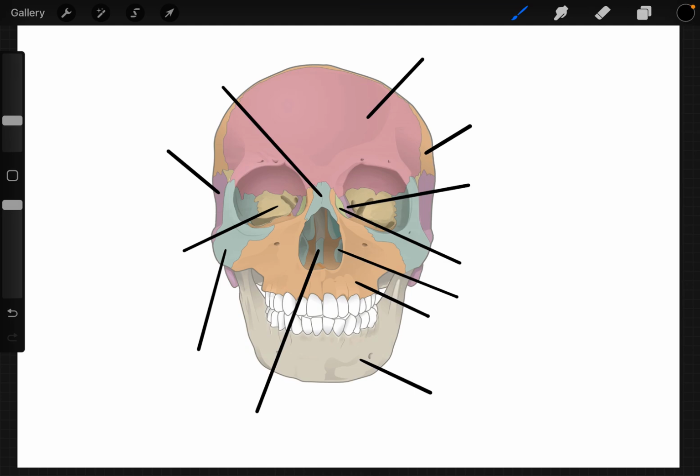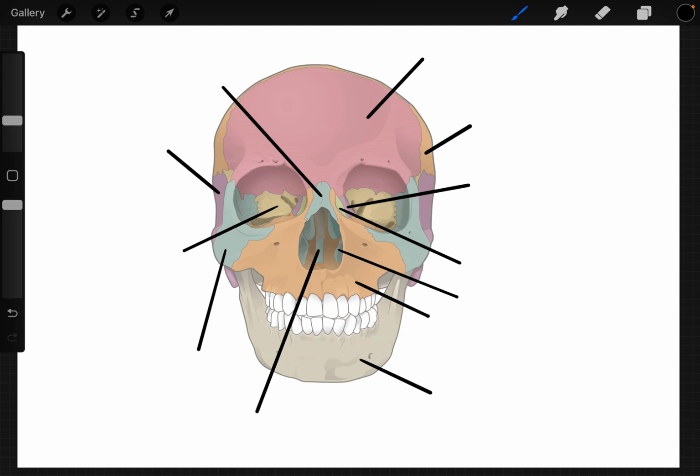Okay, so we are looking at the frontal view of the skull. Some of this will be a repeat from the lateral view, but I want you to be able to see it from both perspectives. So once again, the goal here is to know how to label it, spell it correctly, and know how to pronounce it. So we are going to go through, starting at the bottom right, one by one to get this label.